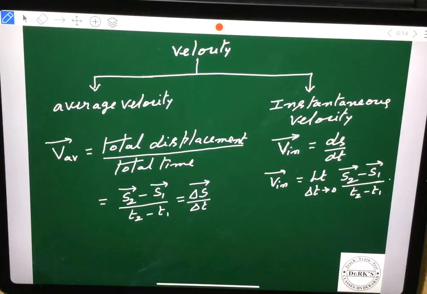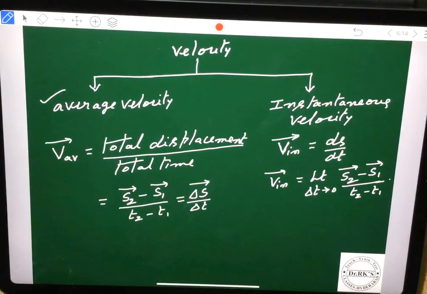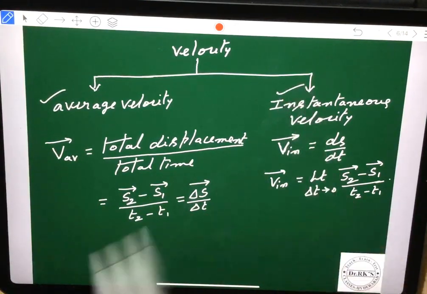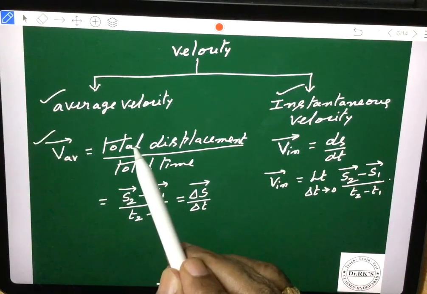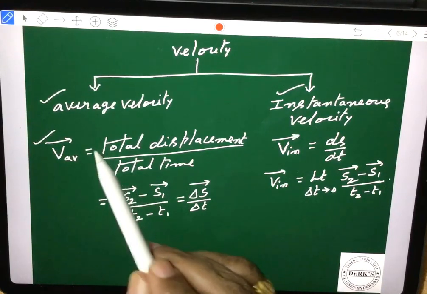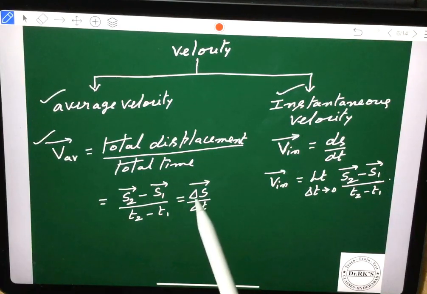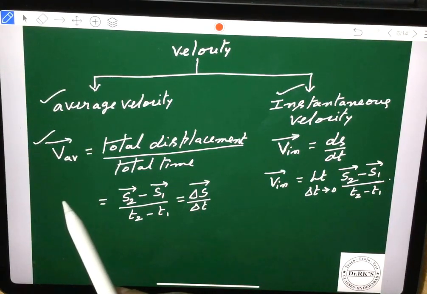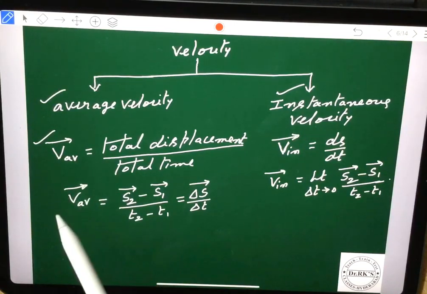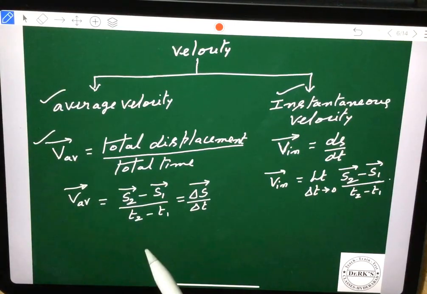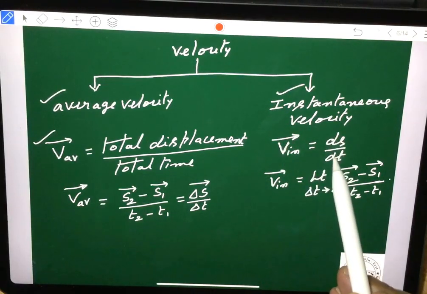So here very important is, in velocity we should differentiate between average velocity and instantaneous velocity. Average velocity is the total displacement by total time, that is (s2 minus s1) by (t2 minus t1), that is delta s by delta t. Total displacement by total time. For a given journey we have only one average velocity, whereas instantaneous velocity is ds by dt.